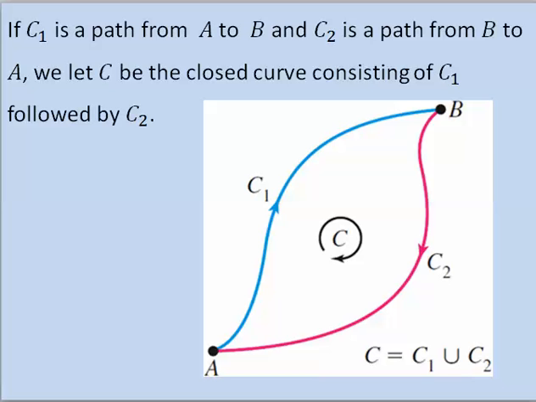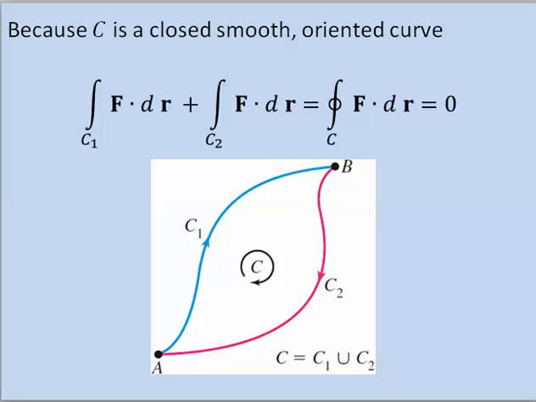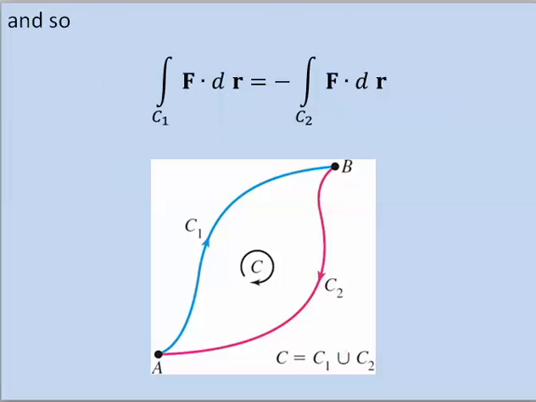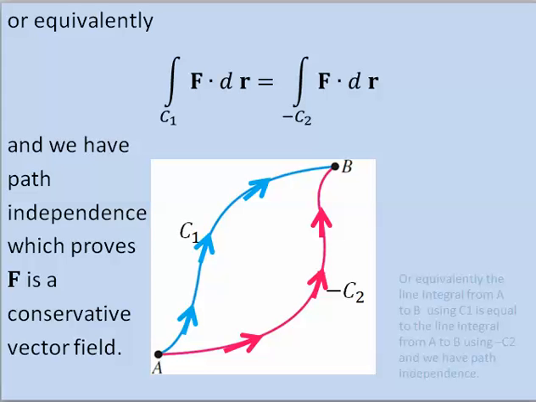Alright, so we make one curve from A to B, and we call that C1, another curve from B to A, call that C2. Since C is closed, the line integral has to equal 0. And that tells us that the line integral over C1 is the negative of the line integral over C2. Now, the negative of the line integral over C2 is just C2 going back the other way. And so what we have just shown is path independence, and that proves that F is conservative.